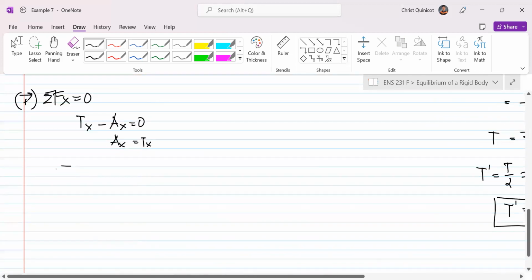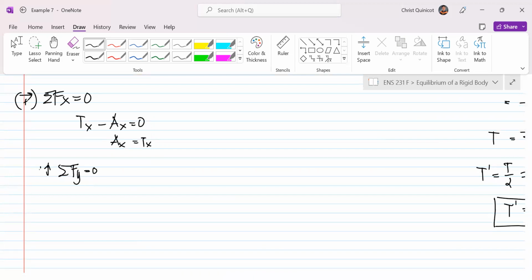Now for our summation of forces Y is equal to 0, assuming upward positive, this should give us A sub Y minus T sub Y minus our value, which is 2,000, is equal to 0. So therefore, A sub Y is equal to T sub Y plus 2,000. Okay, so please do that in your spare time.